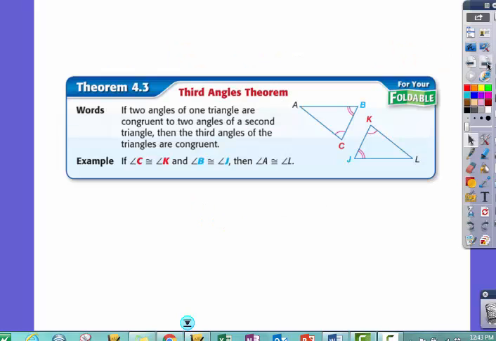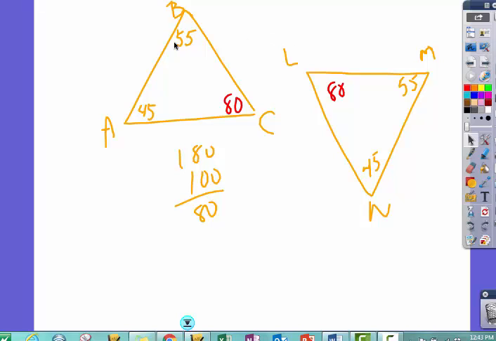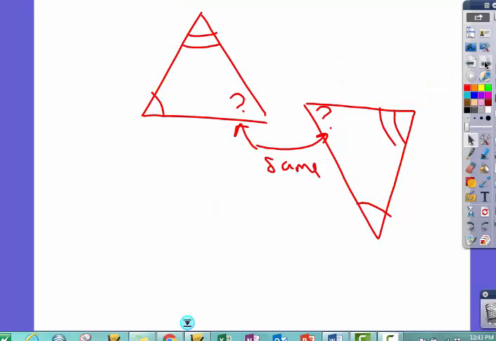The third angles theorem. This rule basically says that if you know two angles in a triangle, and you have another triangle where you have the same two angles, the third angle also has to be the same. Here's an example showing that using the 55 and 45, and we were showing how you're going to automatically end up with 80 on both of them. But the rule is still true even if you don't have numbers on the picture. If you have two angles that are the same and another two angles that are different but the same between the triangles, these two angles are also going to have to be the same.